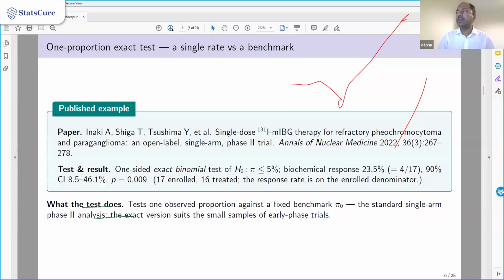There is one paper called MIBG therapy for refractory pheochromocytoma and paraganglioma, an open label single arm phase 2 trial. They used a test of observed proportions against a fixed benchmark value. This is a standard single arm phase analysis, and the exact version suits small samples in early phase trials.